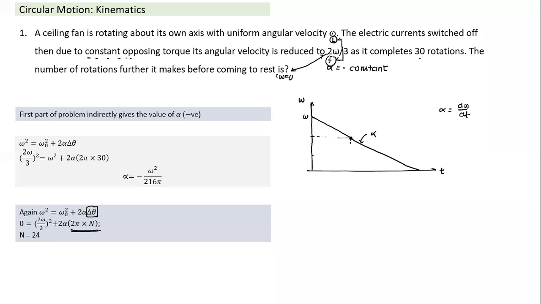And what would the area under this curve be equal to? Can someone tell what this area is equal to? RH, what is this area equal to? The area under the omega and t curve. Okay. Dhanshri, what is the area under this curve?